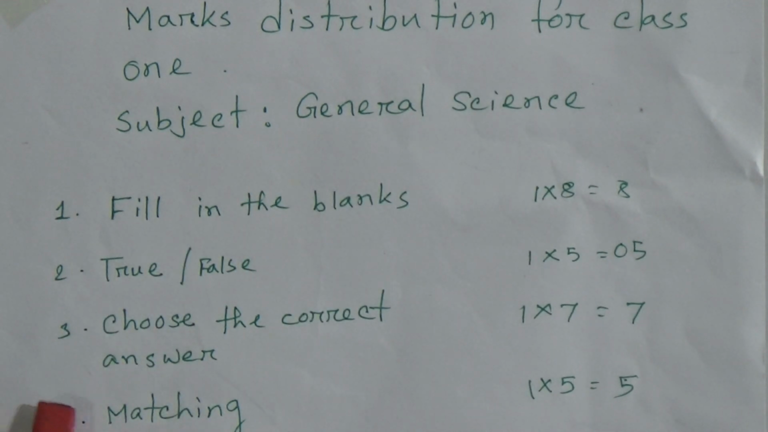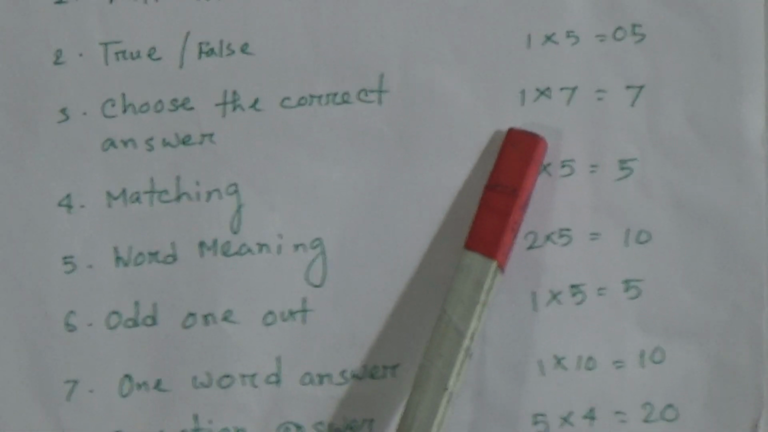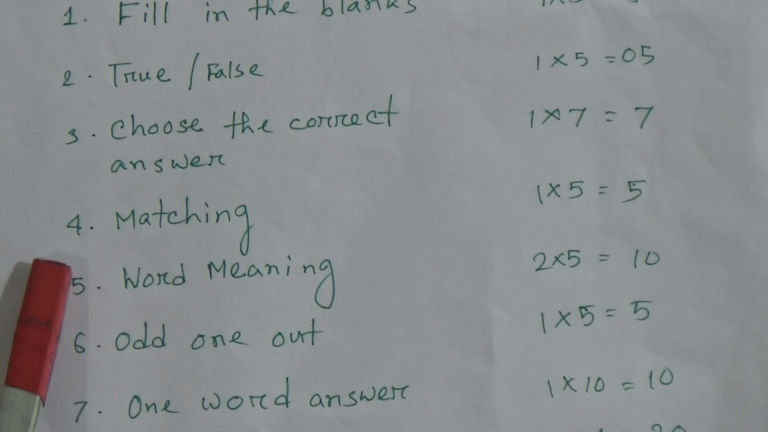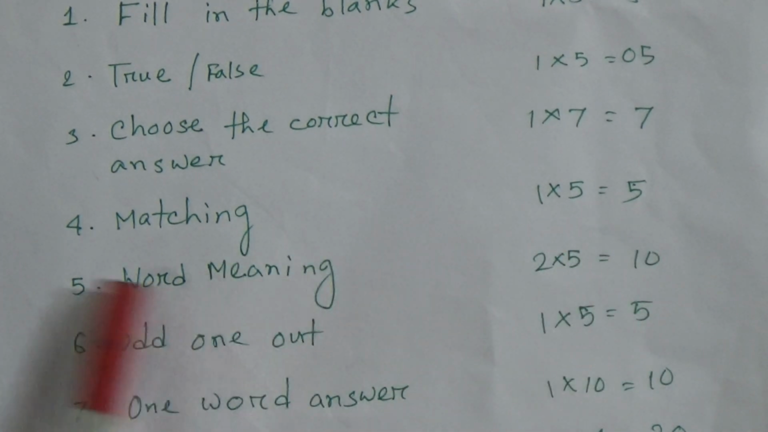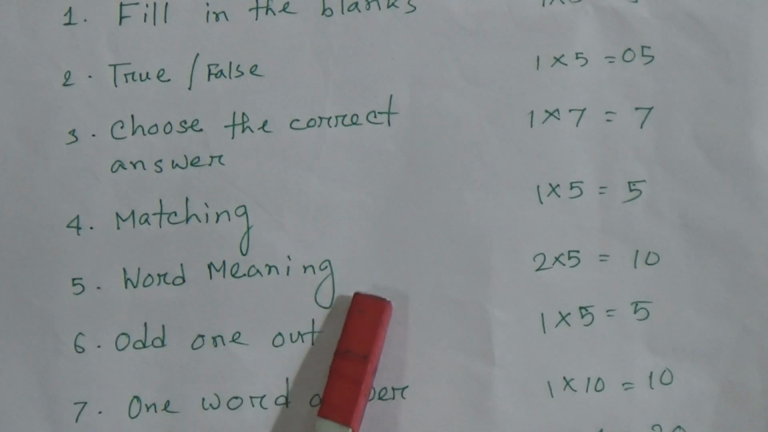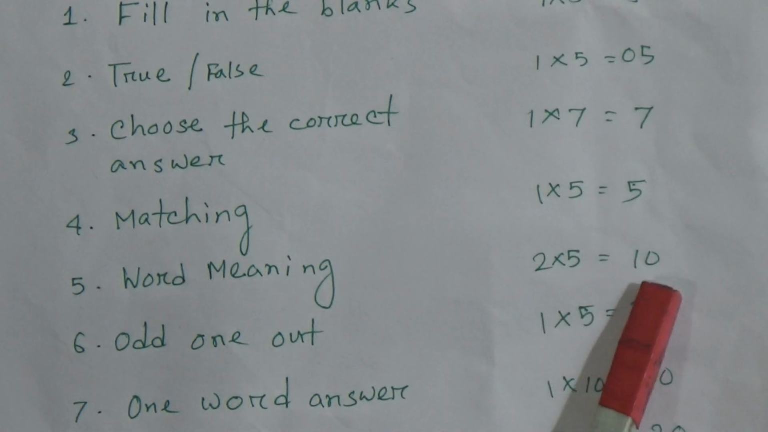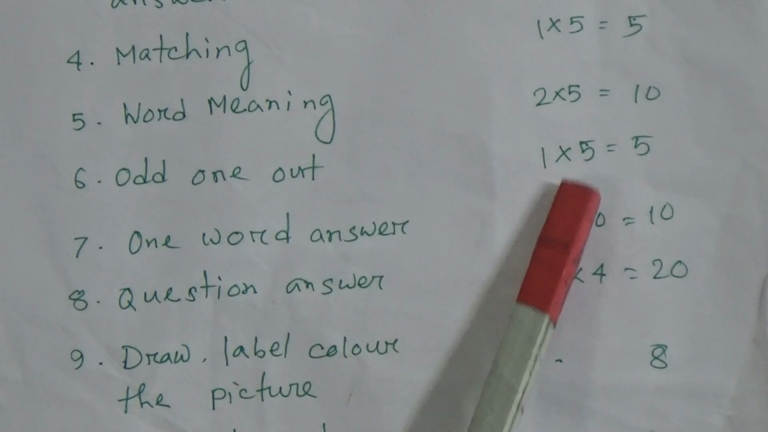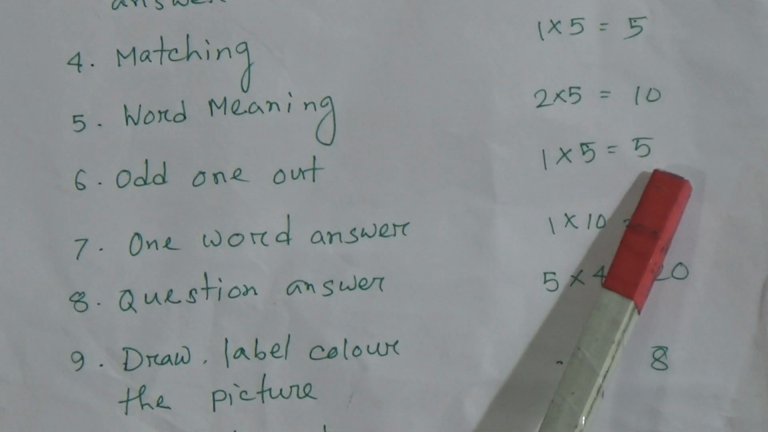5. Number 3, next, choose the correct answer. You have to answer 7 choose the correct answer, and each carries 1 mark, so total marks will be 7. Number 4, matching, you have to answer matching, and the total marks is 5. Number 5, word meaning, you have to answer 5 word meaning in the exam, and each word meaning carries 2 marks, so total marks will be 10. And number 6, odd one out, you have to answer 5 odd one out, and each odd one out carries 1 mark, so total marks will be 5.